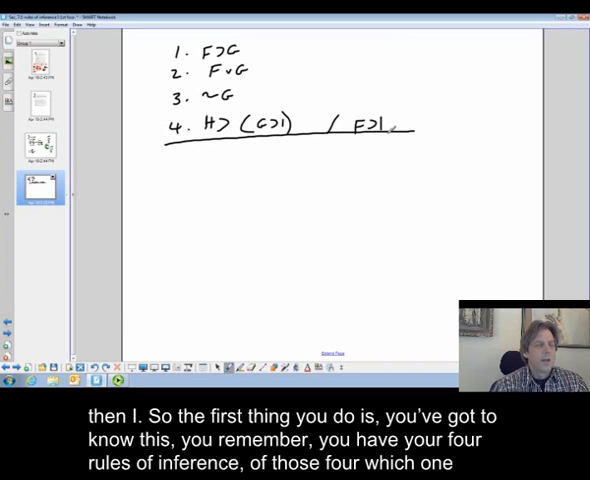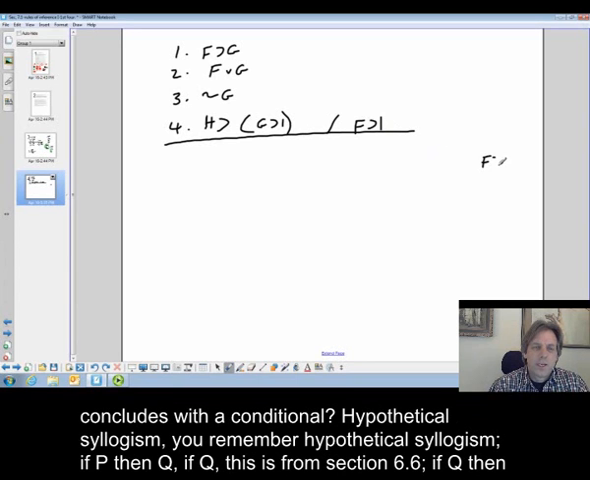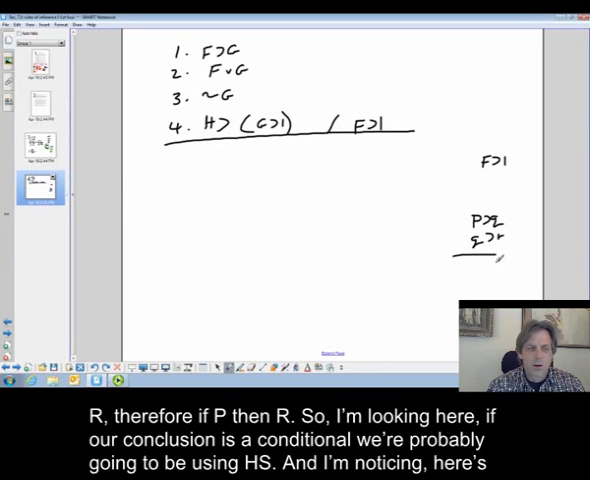Okay, so the first thing you do is you've got to know this. You remember you have your 4 rules of inference. Of those 4, which one concludes with a conditional? Hypothetical syllogism. You remember hypothetical syllogism, from section 6.6: if P then Q, if Q then R, therefore if P then R. So if our conclusion is a conditional, we're probably going to be using HS, okay?